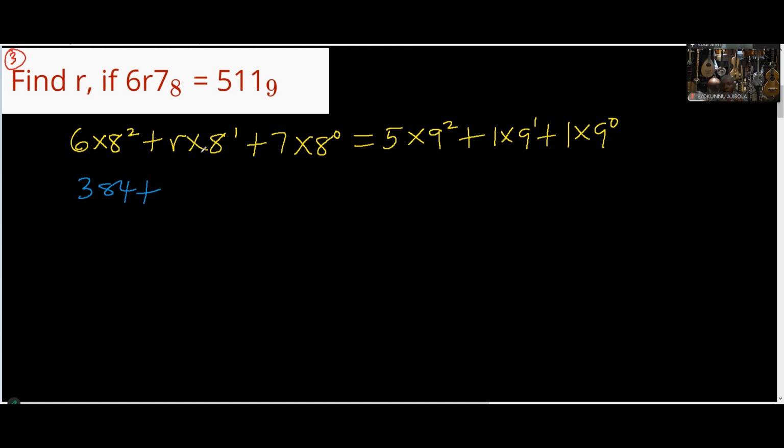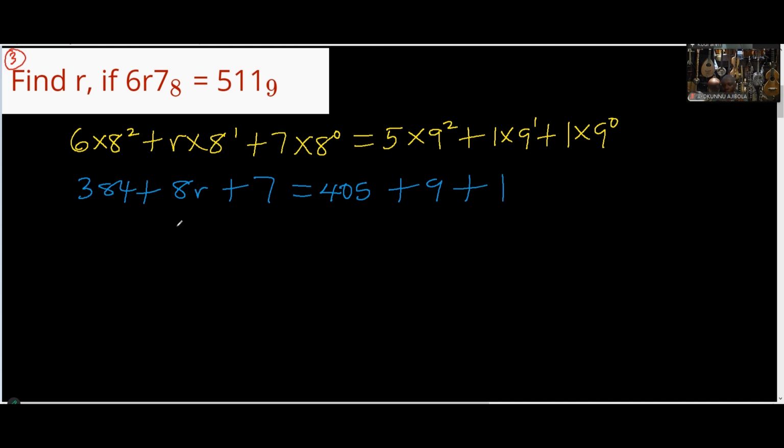Then 8 raised to power 1 is 8, so 8 times r is 8r. Then 8 raised to power 0 is 1, 1 times 7 is 7. So I have the other side. 9 squared is 81, that's 9 times 9. So I have 81 times 5. 81 times 5 gives us 405. So the other side, 9 raised to power 1 is 9 times 1, so that's 9. Then 9 raised to power 0 is 1, 1 times 1, that's 1.